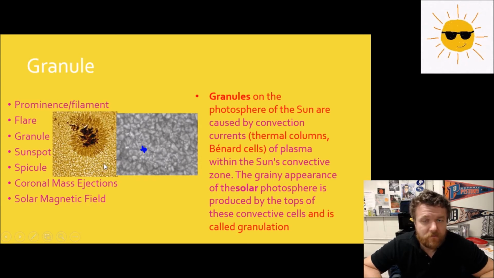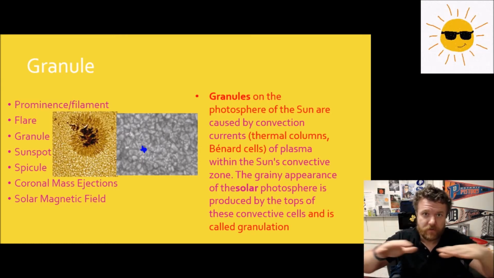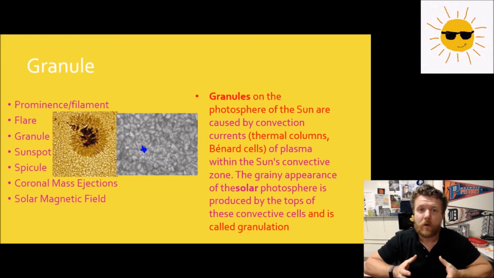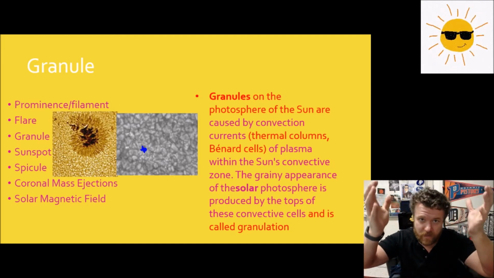Every one of them is bigger than the state of Texas. These are not little tiny features compared to humans. They're tiny compared to the sun. Every one of those granules is the top of almost like an elevator. So in the convective layer, which is just underneath the surface, convection means that you are taking material and you are moving it upwards because it's hot.